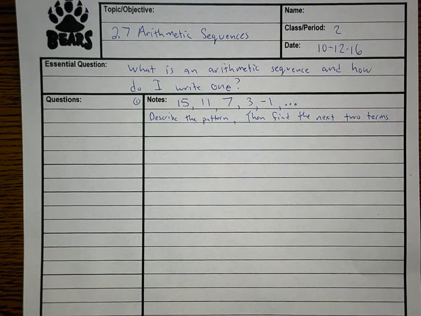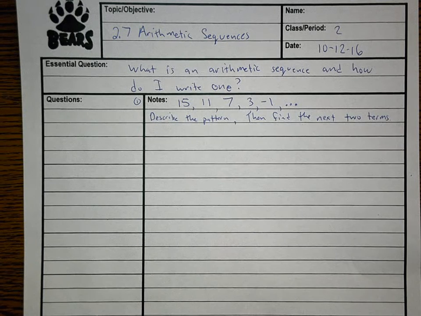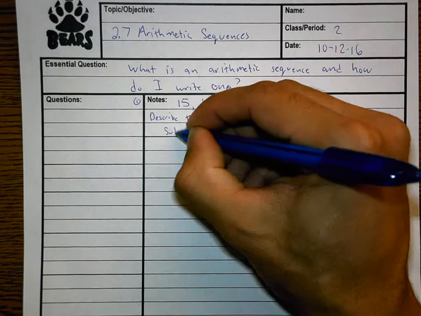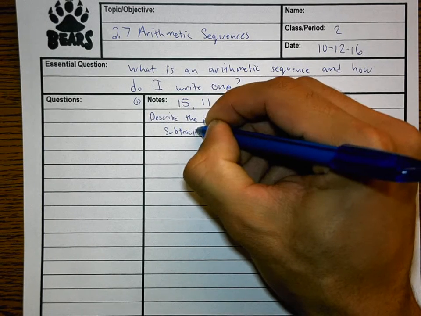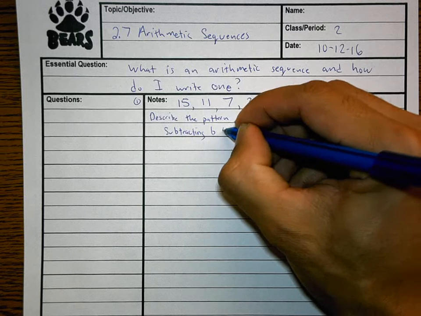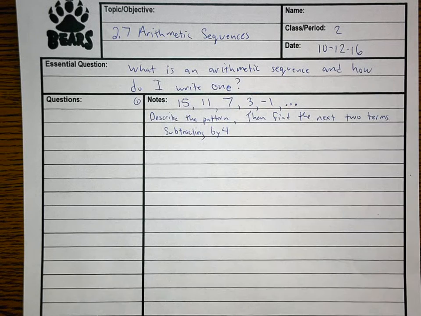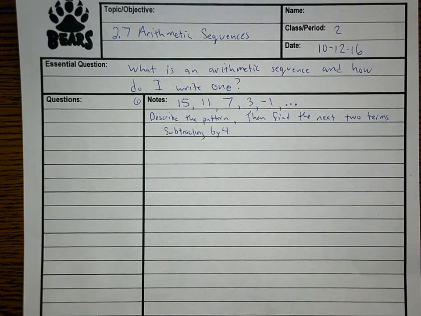So let me check for understanding. Let me call on one of you who's not expecting it. Natalie is not expecting it. Natalie, what is happening? It is subtracting by 4. That's what she says. Is this enough for us to describe the pattern? Almost. This is half of what I want. You need to tell me how they're finding the next number.